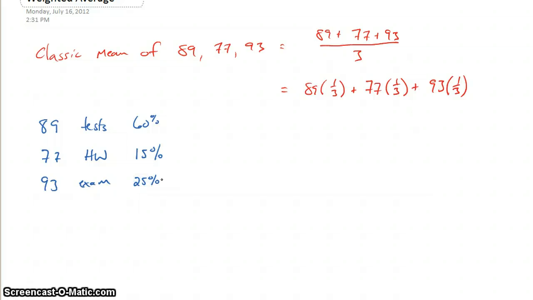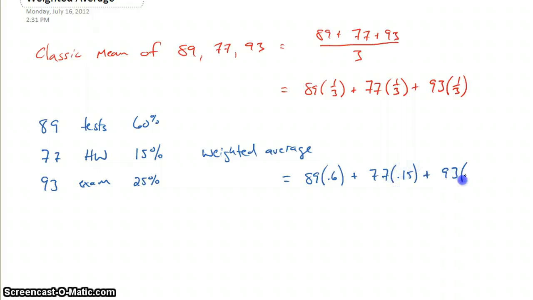Okay, the weighted average of this is going to make a lot of sense if you think about the fact that we're going to now contribute 60% of the 89, 15% of the 77, and 25% of the 93. We get something that looks a lot like the red expression above. It's going to be 89 times 0.6 plus 77 times 0.15 plus 93 times 0.25. Okay, now we've given them different weights.